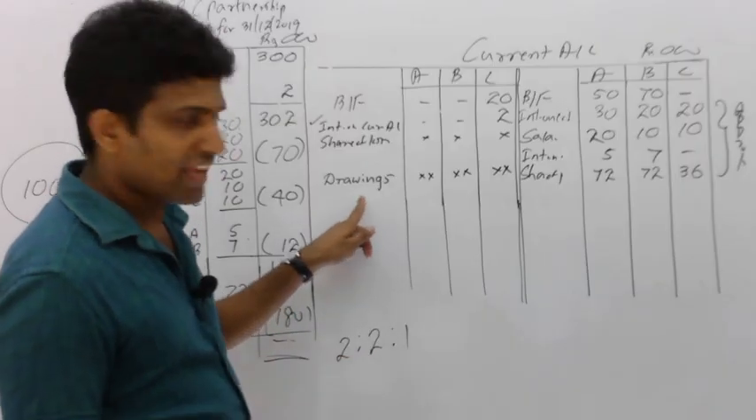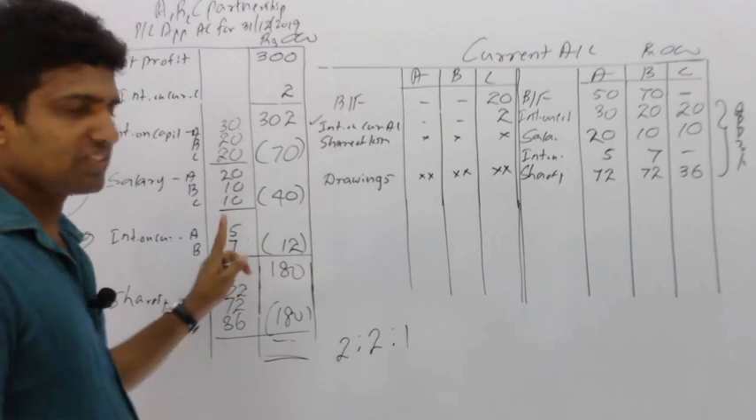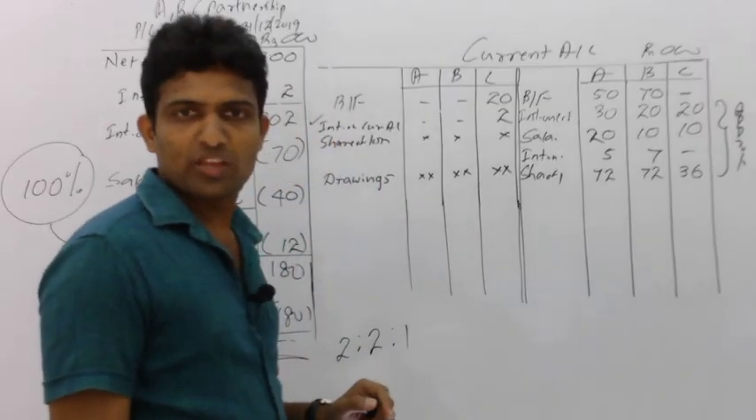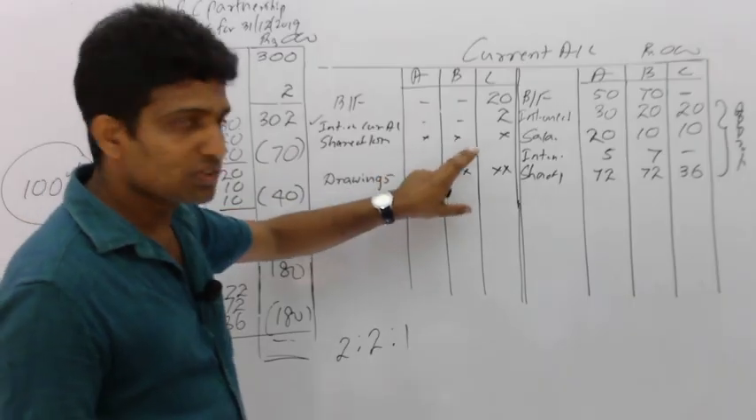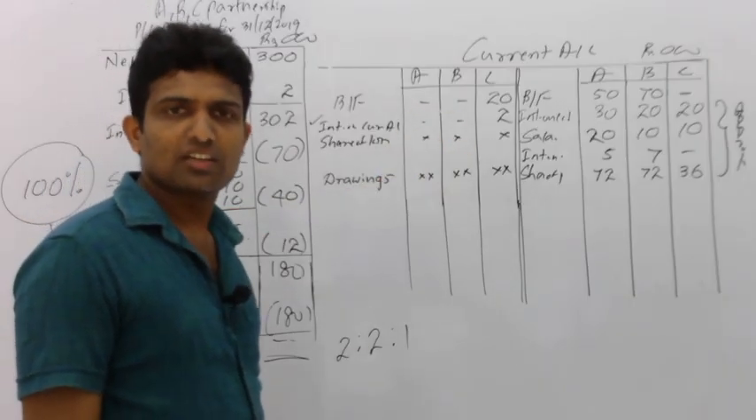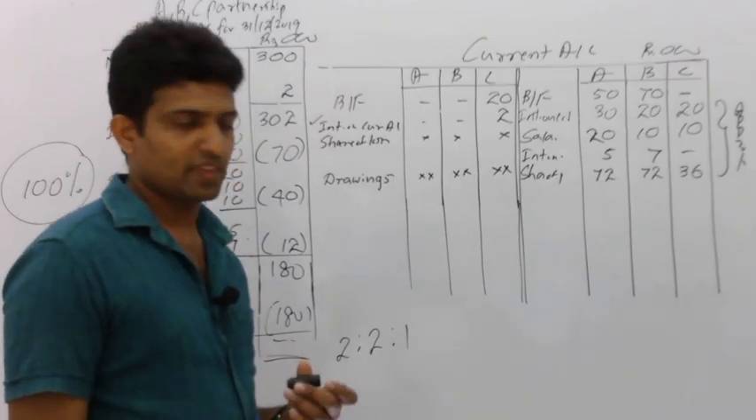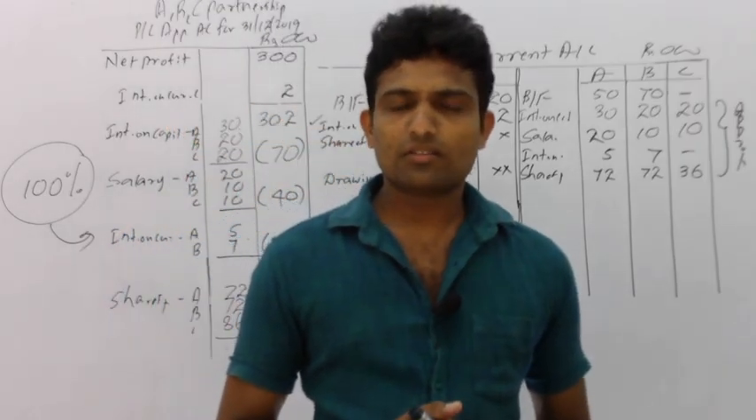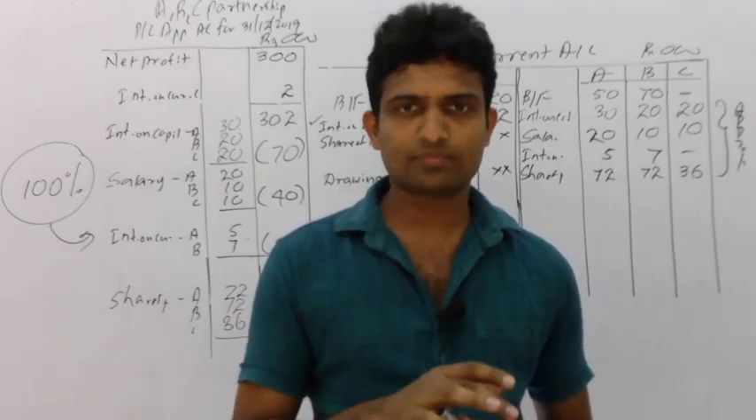Remember, this one has no connection with appropriation. Drawings has no connection with appropriation here. But all other transactions up to now we have done have a connection with appropriation. But drawings do not have any connection with the appropriation. Now, one more thing. I can explain something like this.